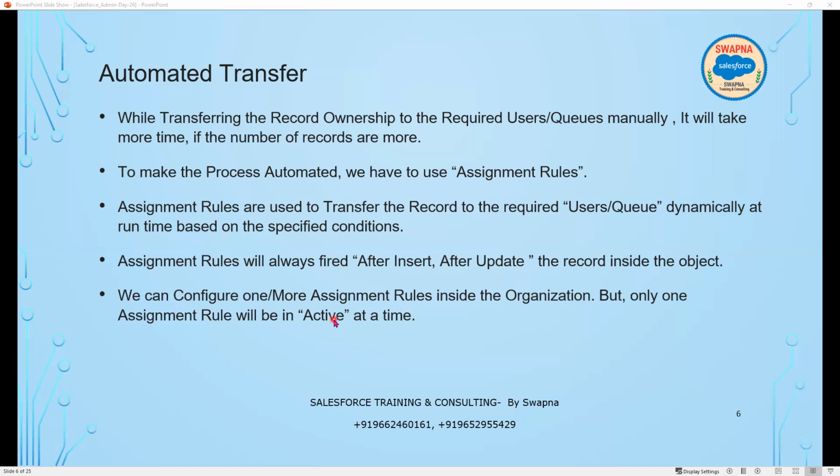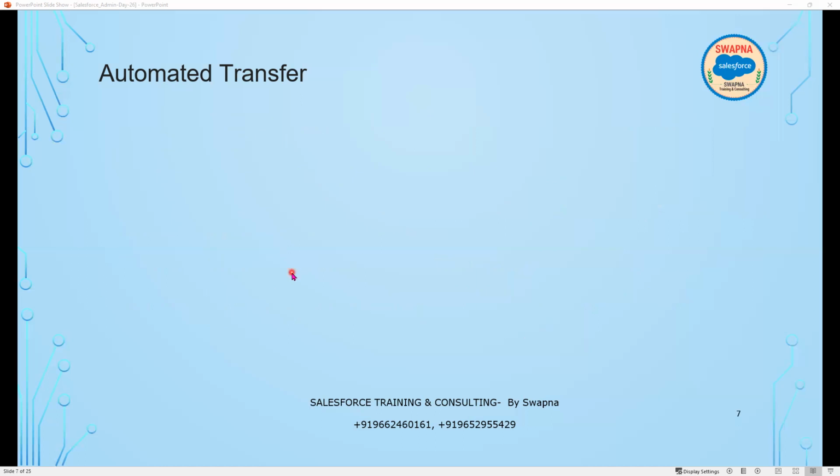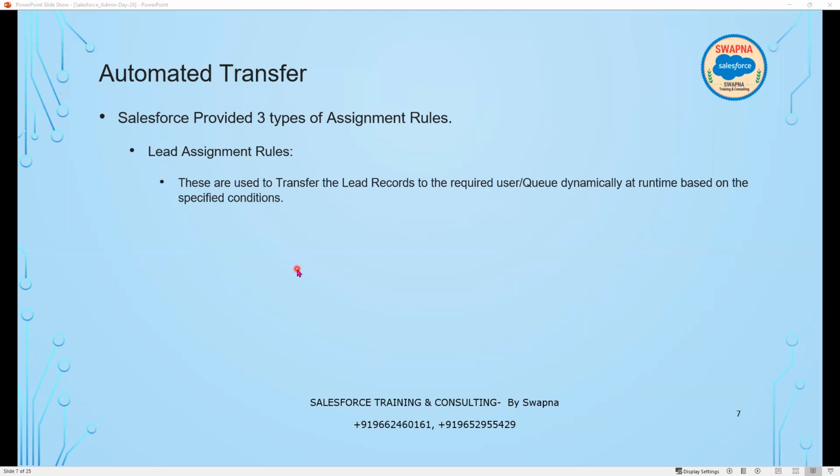Okay, so let's move on. Salesforce has provided three different types of assignment rules. One is the lead assignment rule. The lead assignment rule is used to transfer the lead record to the required user or a queue dynamically at runtime based on the specified condition.